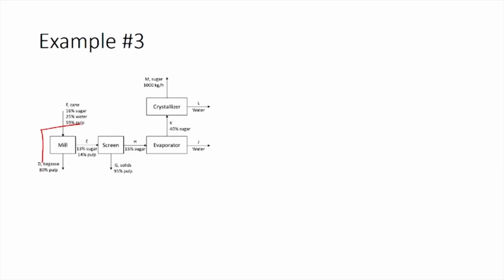We identify mill as the system, and once we have identified mill as the system, we need to understand that we have all the information about the cane stream, which is the feed stream entering into the mill. We have all the information about the extract stream E, which is leaving the mill. However, we have only one piece of information about the bagasse stream, which is the percentage of pulp. The other 20% basically contains water and the dissolved component, which is sugar.